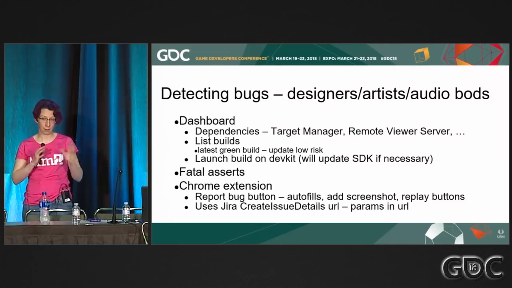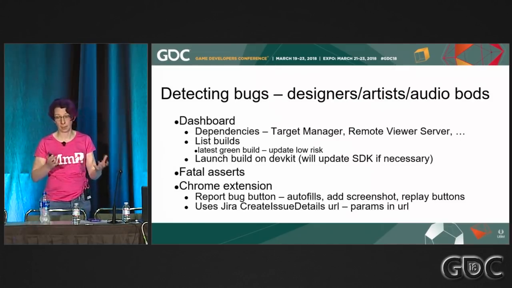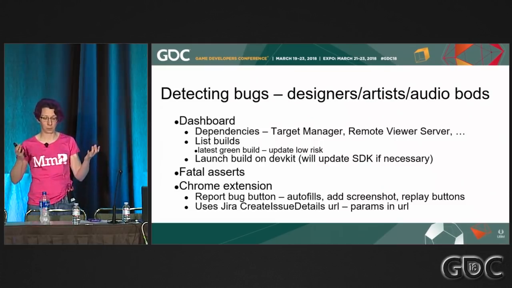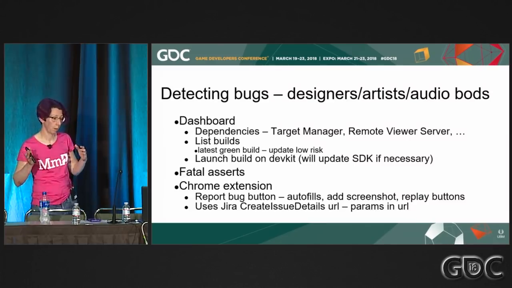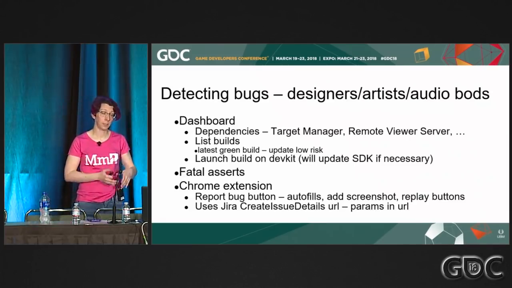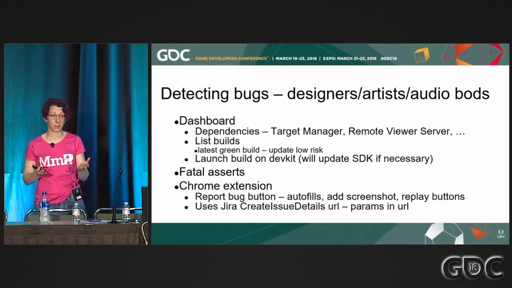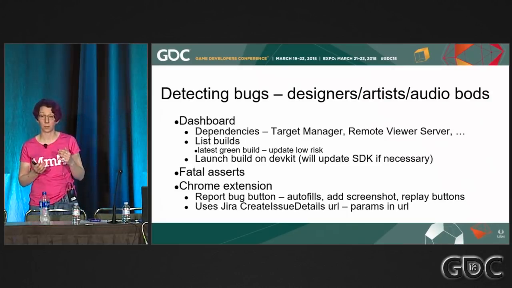So that makes sure that everyone in the company has the right software installed, it's up to date, so we don't get any weird bugs because of that. Then once you've done your dependencies, onto the Builds tab, and that gives you a list of the current builds that we have available on our server.